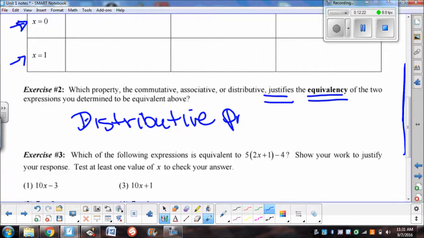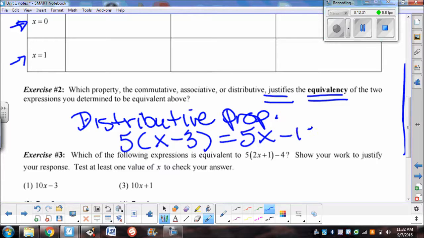Okay. Because 5 times the quantity of x minus 3 is most certainly equal to 5x minus 15.